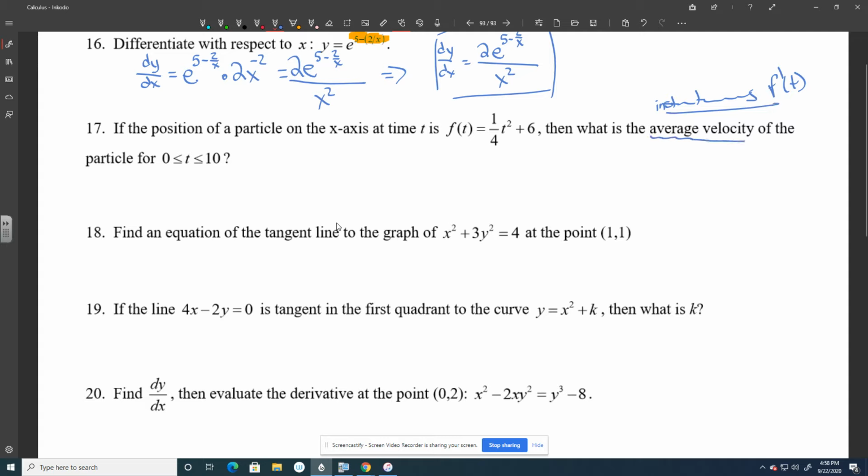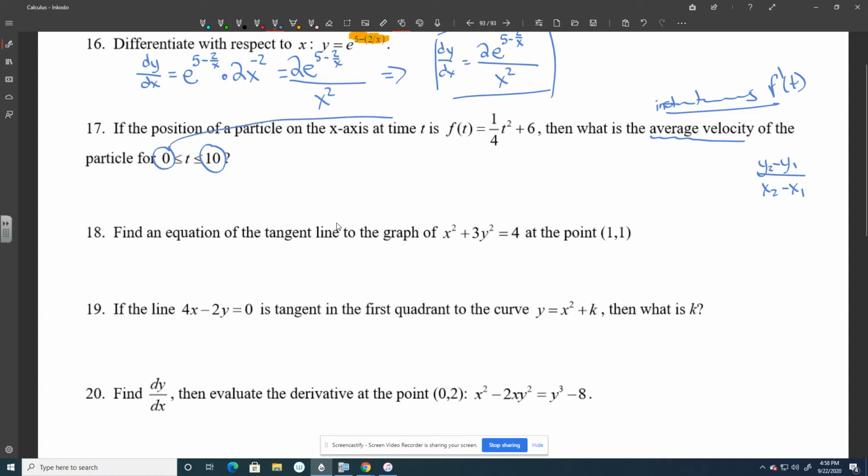It wants average velocity. So all we're going to do is y2 minus y1 over x2 minus x1. We just use our original slope formula. So the 2 points that I'm interested in are 0 and 10, but I don't know the y values that go with 0 and 10.